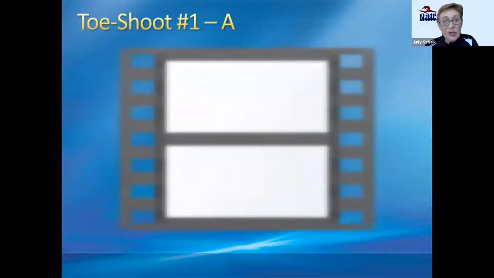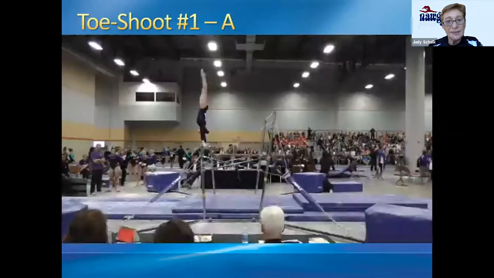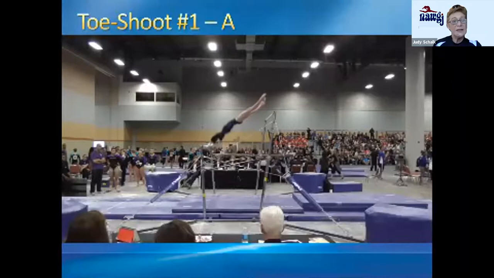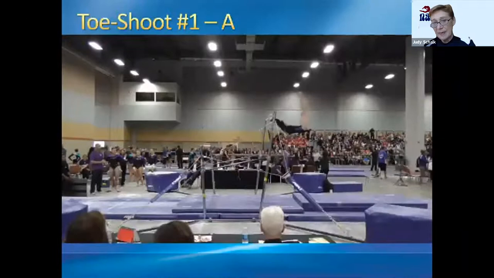Okay, let's look at our first example of a good toe shoot. Strong opening, aiming above high bar. Good hip rise and turnover. Shoulders even with high bar on regrasp. Good extension backward.